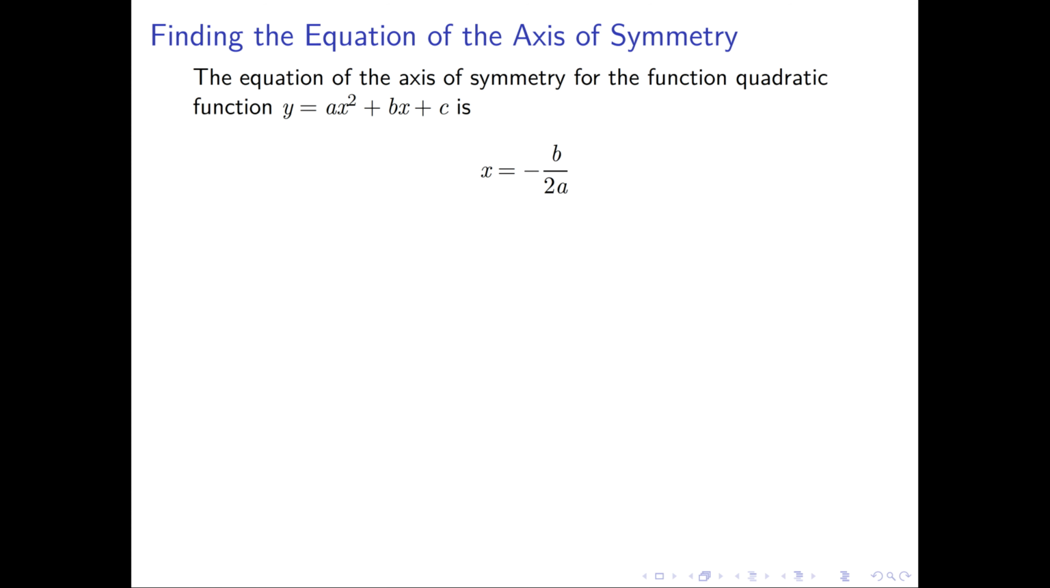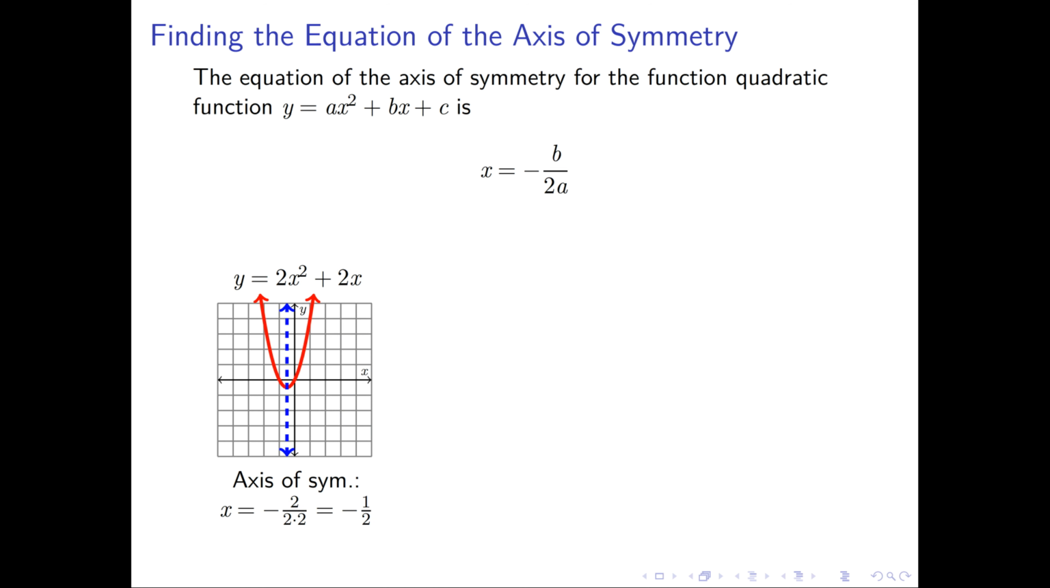Now the equation of the axis of symmetry for the quadratic function y equals ax squared plus bx plus c is x equals the opposite of b over 2a. Notice that the axis of symmetry is an equation because the axis of symmetry is a line. It's a vertical line, and its equation is x equals opposite of b over 2a.